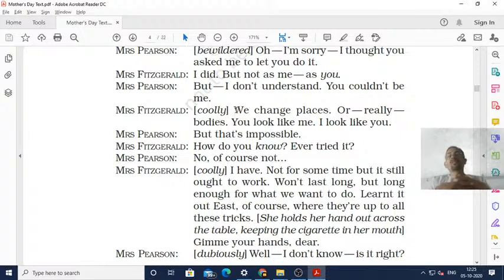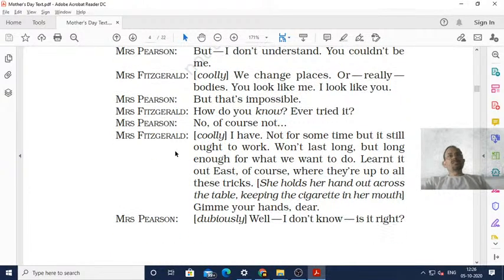But let's see how Mrs. Fitzgerald advises Mrs. Pearson what to do. Let's find out. Mrs. Pearson says, that's impossible. We cannot simply do that. We cannot change places. We cannot change our personality as well. Mrs. Fitzgerald says, how do you know? Ever tried it? Did you ever try it?